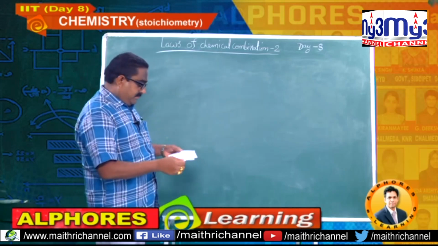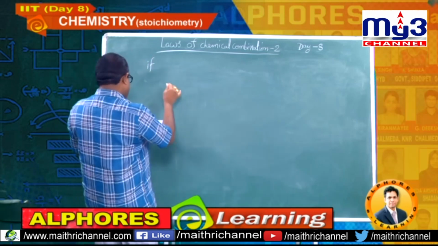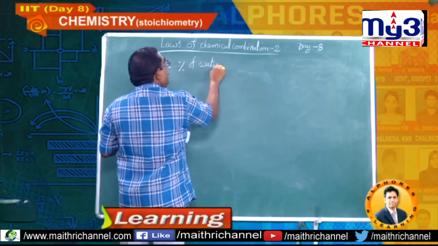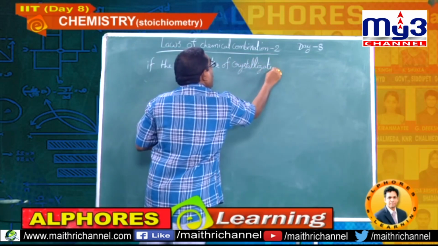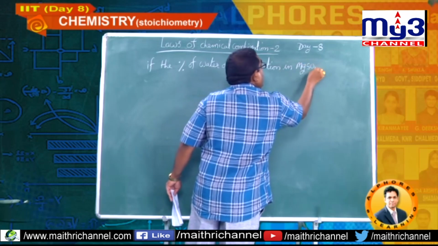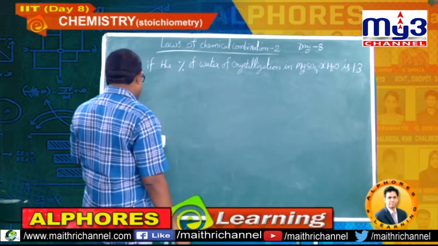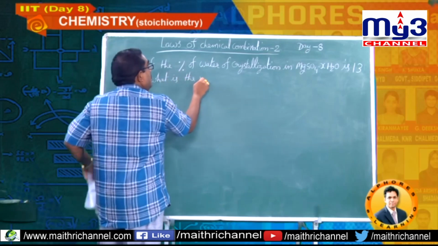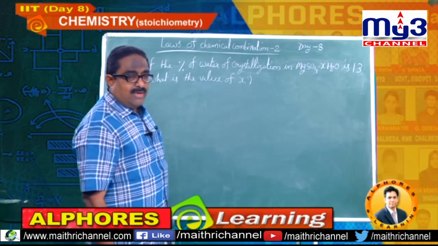Write down the next numerical. If, write down along with me, students, if the percentage of water of crystallization in MgSO4 magnesium sulfate dot XH2O is 13, what is the value of X? This is the question given to you, students.